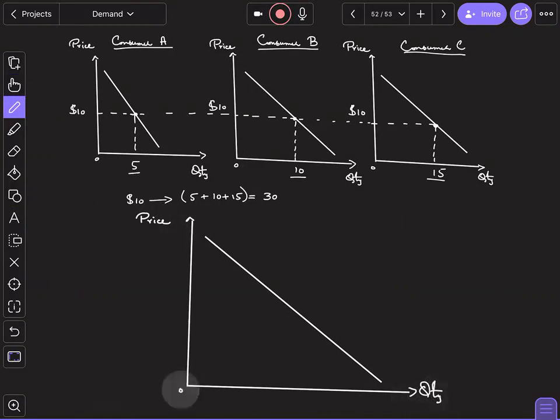So here we assume that we have three consumers in the market, A, B, and C. So when the price is $10, they are demanding how many units? Altogether, they are demanding 30 units. This is how you will find out the market demand. So market demand is calculated through horizontal summation, or through adding up all the quantities being demanded by different consumers at certain prices.